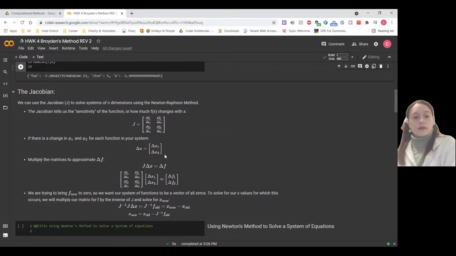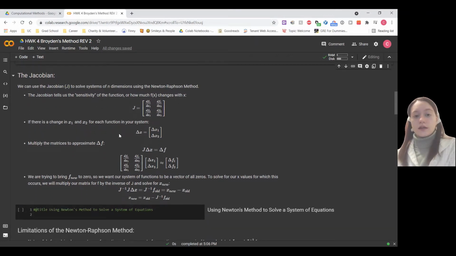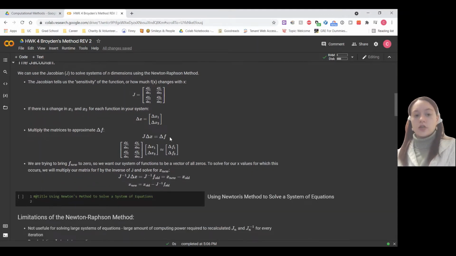So if we're looking at the change in x, we can write this as delta x, which is the matrix of our change in x1 for our first function and x2 for our second function. And when we multiply the Jacobian and delta x together, we can get an approximation for the change in our functions, delta f1 and f2. This is because the Jacobian is telling us df over dx. So if you multiply df over dx times delta x, you get approximately the change in f.